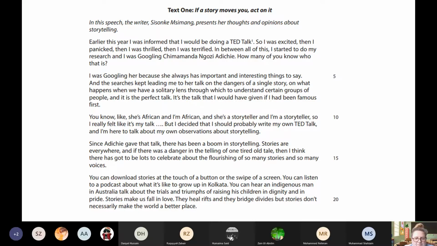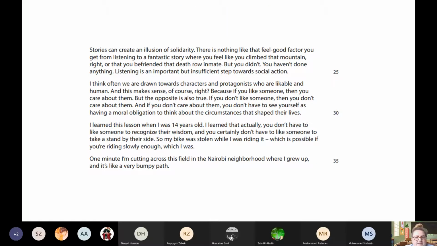They heal rifts and bridge divides. But stories don't necessarily make the world a better place. Stories can create an illusion of solidarity. There is nothing like the feel-good factor you get from listening to a fantastic story where you feel like you climbed that mountain, right, or that you befriended that death row inmate. But you didn't. You haven't done anything. Listening is an important but insufficient step towards social action.